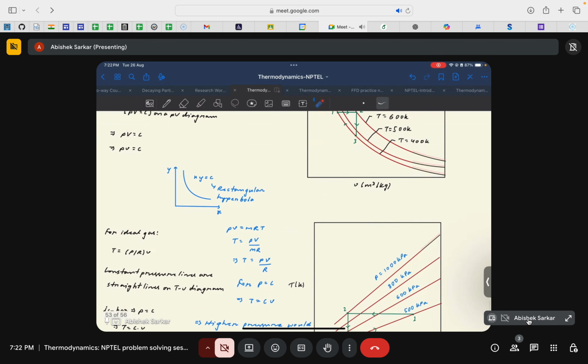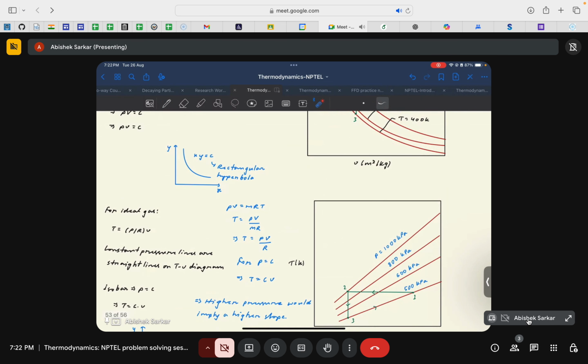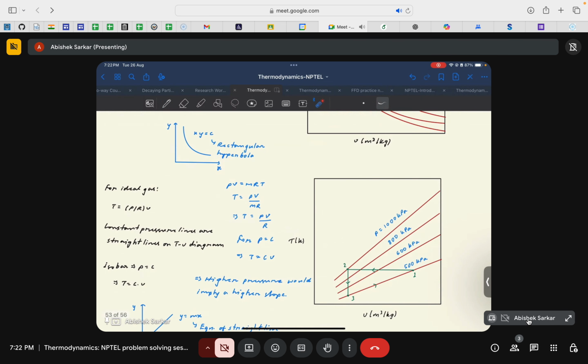Similarly, if we look into the TV plot now, the temperature-volume plot, for an ideal gas we get T equal to PV by R. Sorry, T equal to P by R times V. Now you see that if the pressure is constant, then the coefficient of the specific volume V becomes a constant. So we can write something like T is equal to C times V.